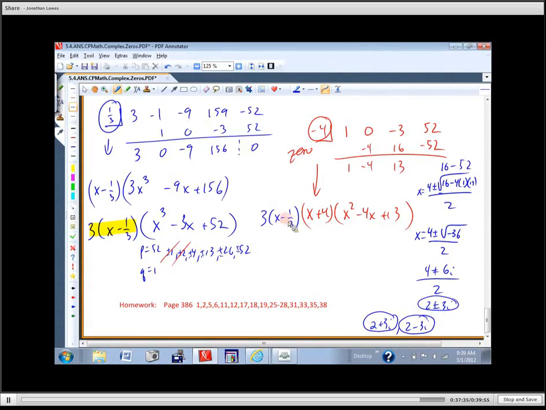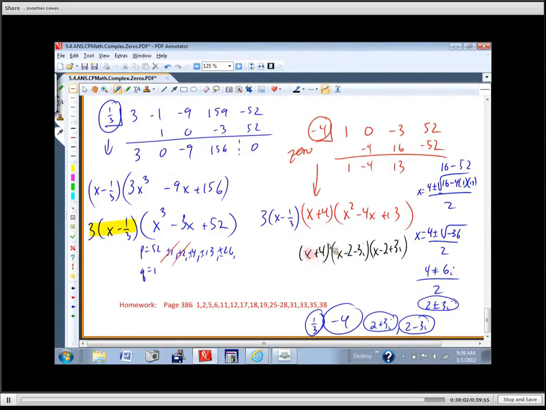What were the other zeros? Positive 1/3 and -4. There are all 4 of the zeros. Okay, let's finish writing this in factored form. So this is going to be, let's see, this would be x minus 2 minus 3i, x minus 2 plus 3i. This one is x plus 4.